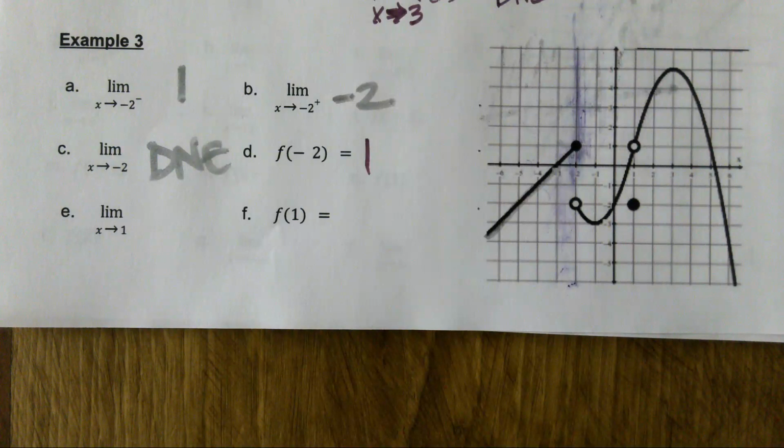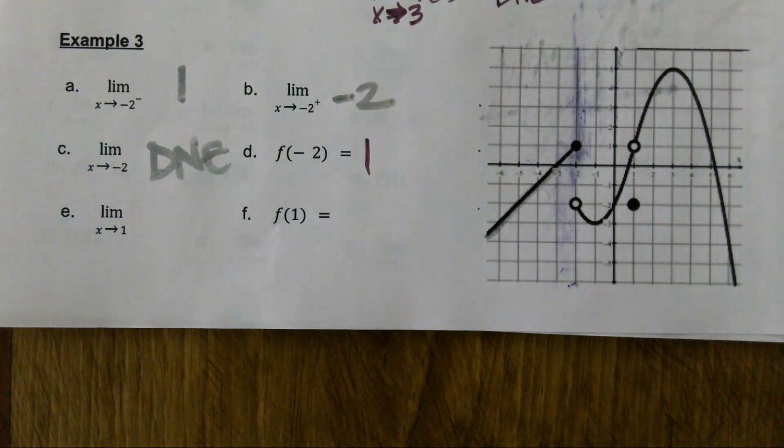Can it be solid in two spots? No, then it's not a function. It fails what we call the vertical line test. You kind of remember that? So it won't be solid in two spots.